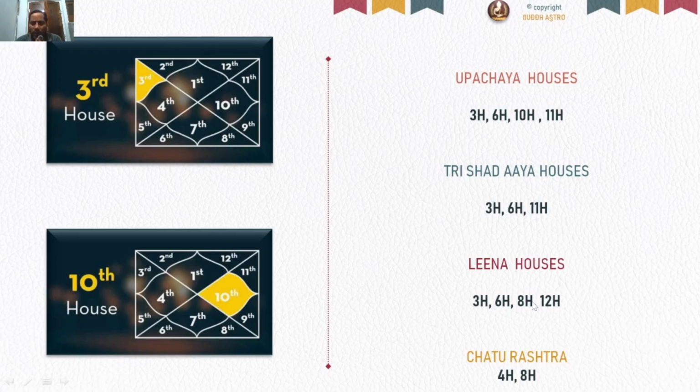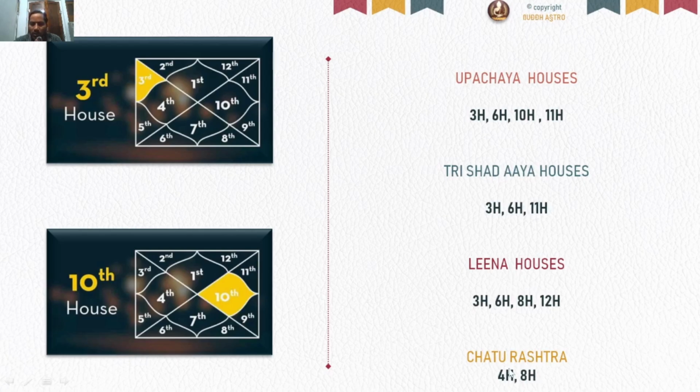If you want to predict or seriously learn astrology, you should remember each and every point very clearly, because Jyotish in the classics is far different from what is being taught to you on YouTube. So please remember these things so that there is no confusion as you progress in your astrological journey. So Leena houses will be the third, sixth, eighth, and 12th house. This is given in the Phaladeepika.